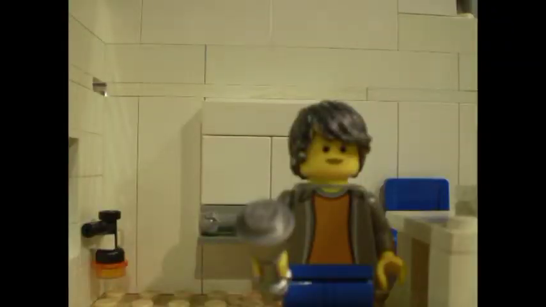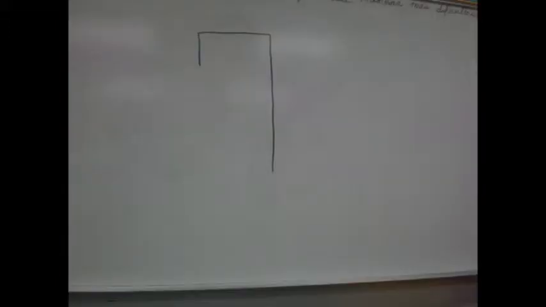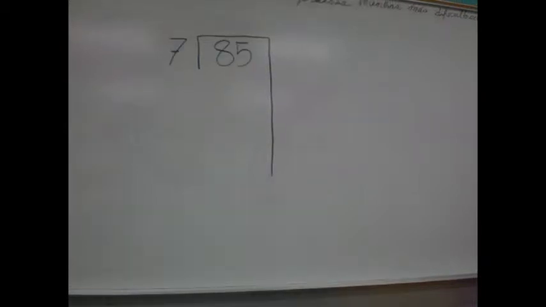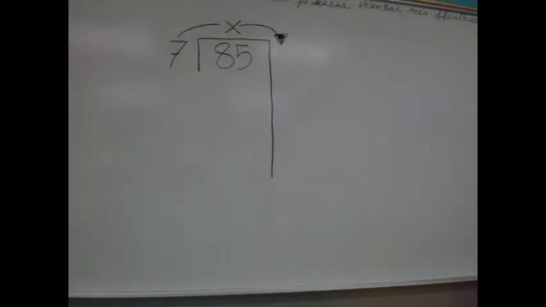Hello class. Today in math, we will be learning how to do long division using the partial products method. As you can see, while using the partial products method, our bracket looks different. The right-hand side is longer than the left. We will be dividing 85 by 7. I will be adding the multiplication symbol so that you can understand that we will be multiplying more than actual dividing. The number we will multiply with will be placed on the right side of the right line.